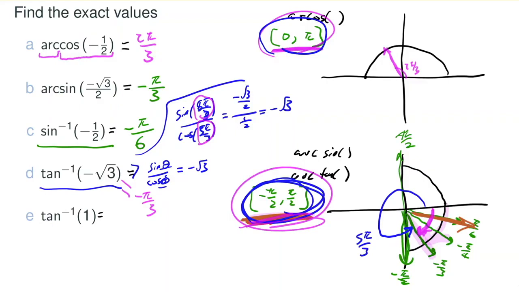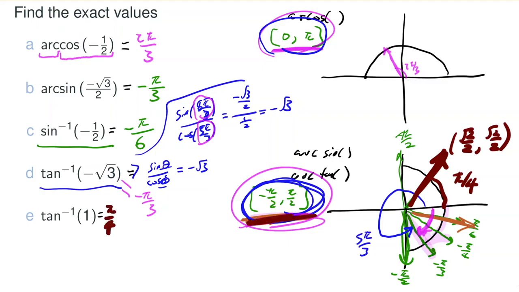So let's look at tangent inverse of 1. Which angle on the unit circle says the slope is 1? That's this right here, right? Here we have square root 2 over 2, square root 2 over 2 for sine and cosine. So if I find the slope here, it is 1. So what is this angle? Pi over 4. So this answer is pi over 4. Again, this is still in this range, so we're good.